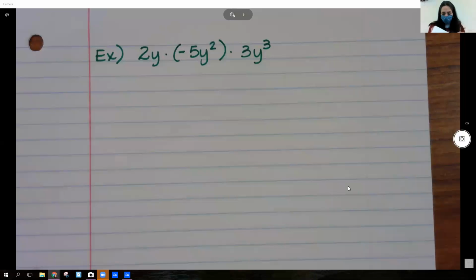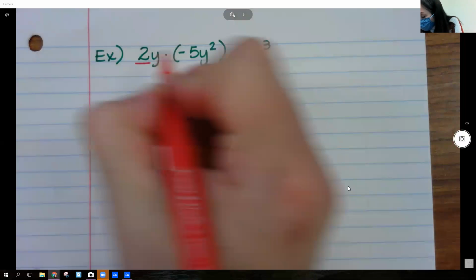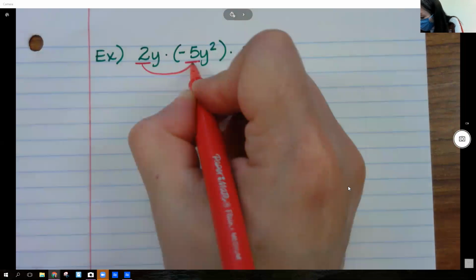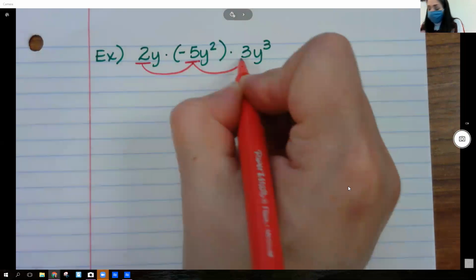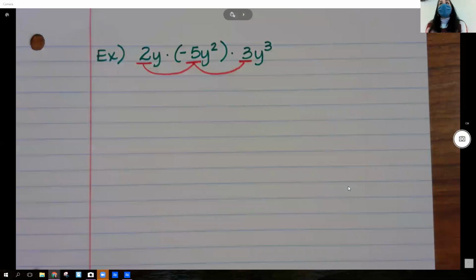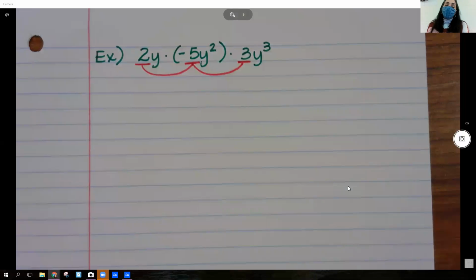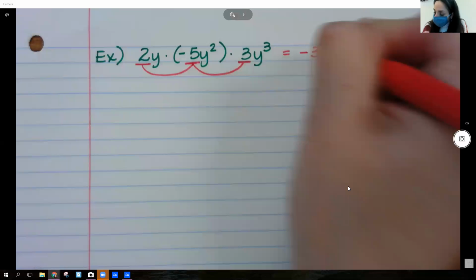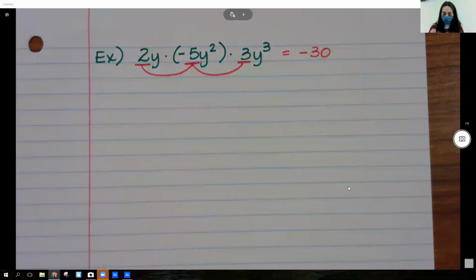So we're going to multiply the numbers first. Do the coefficients first. So 2 times -5 times 3. So 2 times -5 is -10. And then -10 times 3 is -30. Okay.